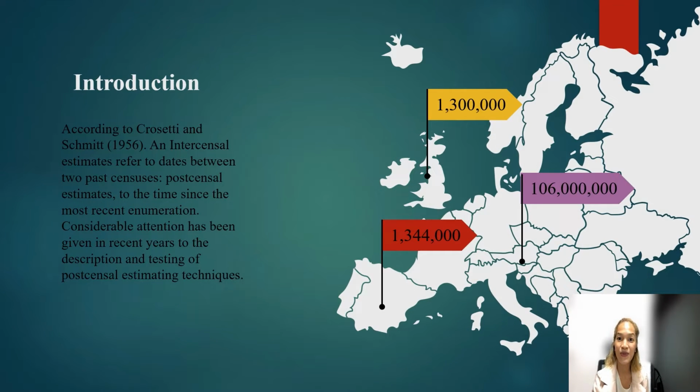So what is an intercensal analysis? According to Crescente and Schmidt, 1956, an intercensal analysis estimates refer to dates between two past censuses, post-censal estimates to the times of the most recent enumeration. Considerable attention has been given in recent years to the description and testing of post-censal estimating techniques.